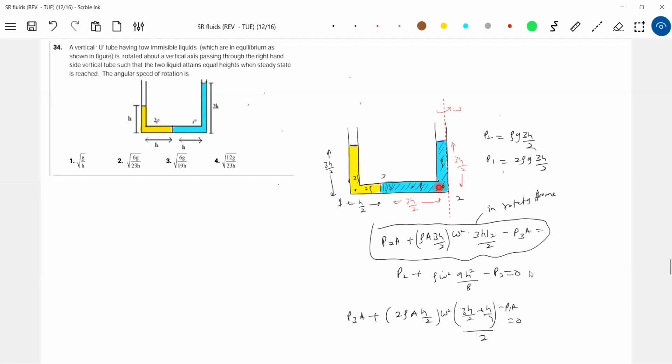P2A will act here. The centrifugal force will act here: rho A 3h by 2, the mass of this one, omega square, where the center of mass will be at 3h by 2, minus P3A. Okay, till P3A we wrote it. What is P3A? Again, we have to calculate.